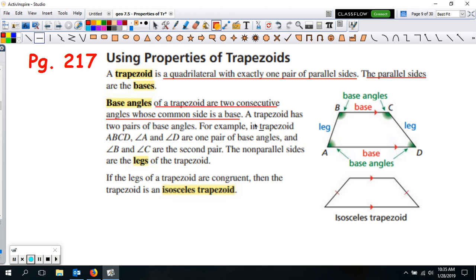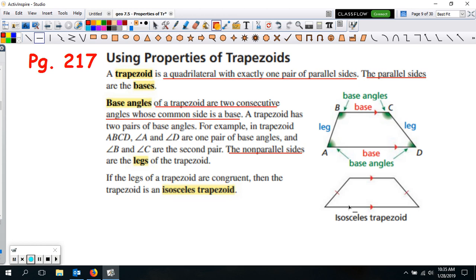So let me read actually the rest of this part. A trapezoid has two pairs of base angles. For example, in trapezoid, we see over here A and D are one pair, and B and C are the second pair. The non-parallel sides, here's what legs are. The non-parallel sides are the legs of the trapezoids. So that's these guys on the sides over here, so these are not parallel. So trapezoids, again, only have exactly one pair of parallel sides. The other sides are not parallel.